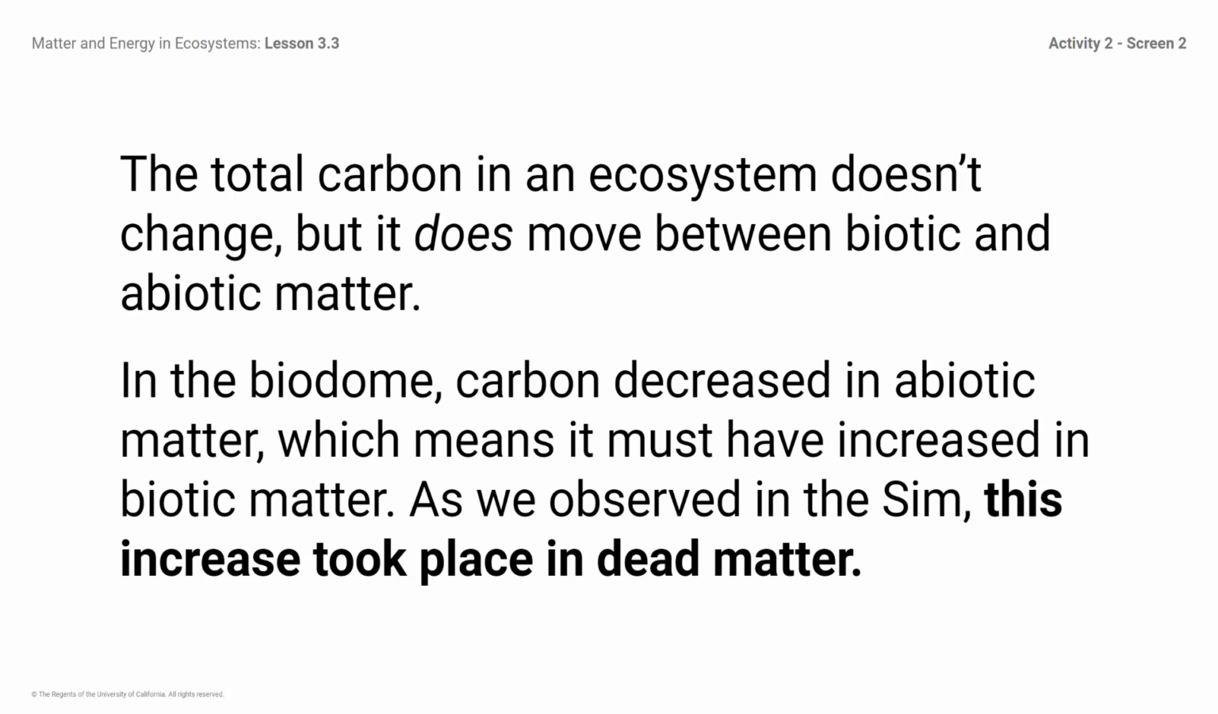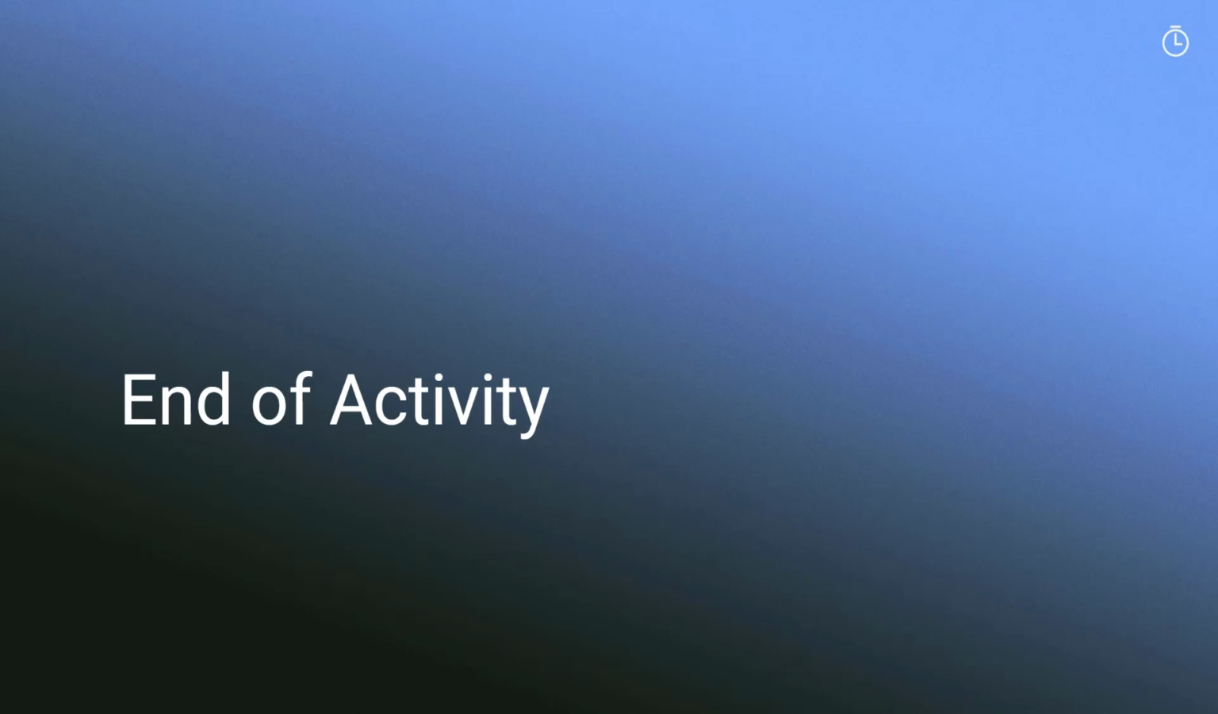The total carbon in an ecosystem doesn't change, but it does move between biotic and abiotic matter. In the biodome, carbon decreased in abiotic matter, which means it must have increased in biotic matter. As we observed in the sim, this increase took place in dead matter. End of activity.